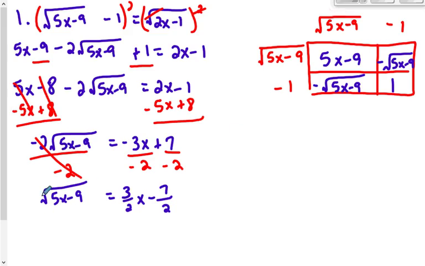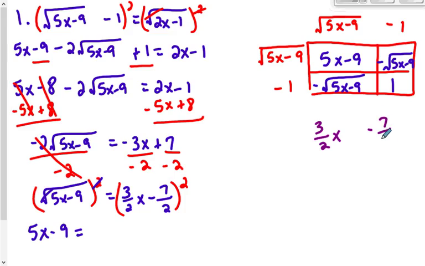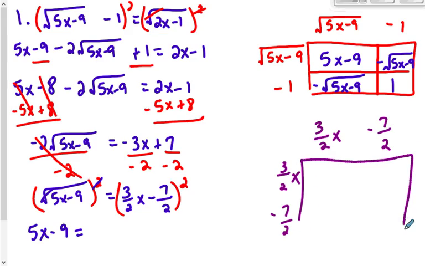Now you can square it because that radical is by itself now. So square both sides. On the left side, the square root and the square cancel, and I get 5x minus 9 equals, the right side, what do you have to do? How do you square it? You have to box it. 3 over 2x minus 7 over 2, and then 3 over 2x minus 7 over 2. You have to box those. You cannot just distribute that square. A lot of you have made that same mistake.